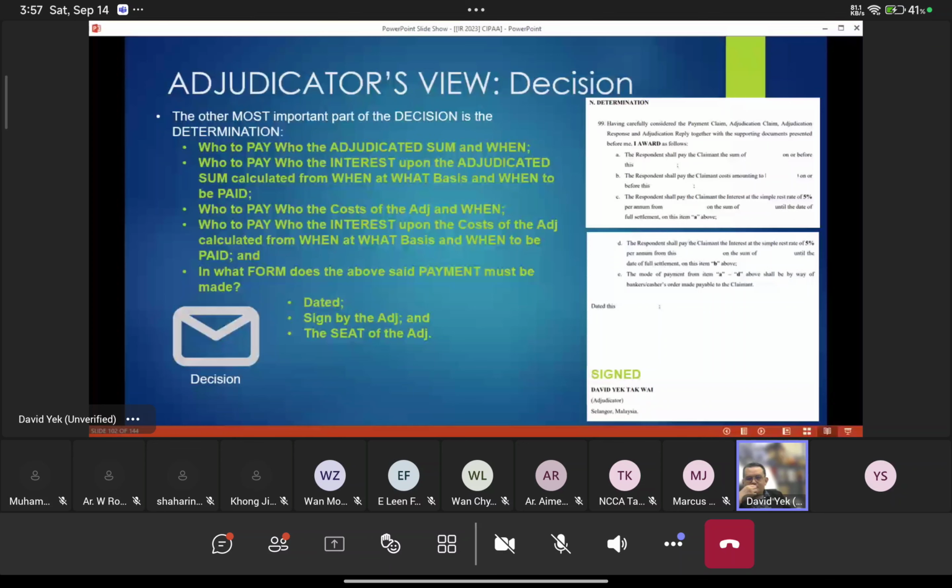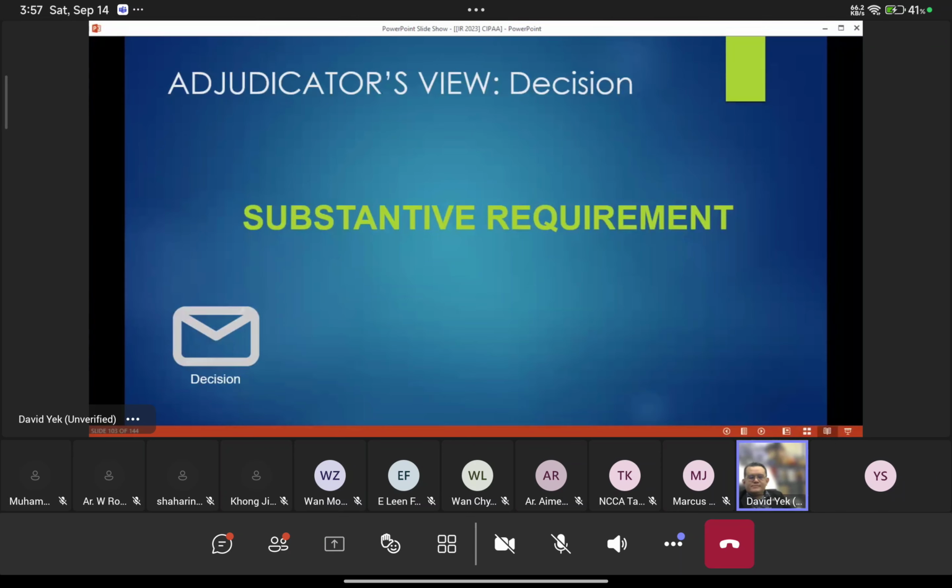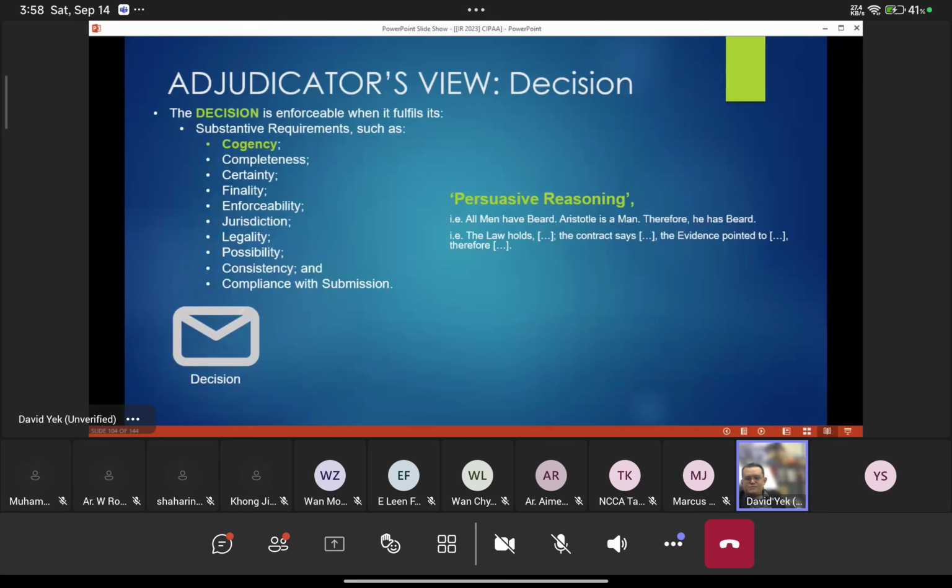This is what we always call the operative part of the decision. Whatever I mentioned earlier is the interlocutory part of the decision. Substantive requirement means the items that need to be inside the decision to say that it is enforceable. Contingency. Remember just now I said I will explain this further.